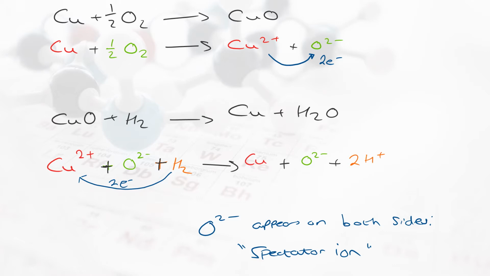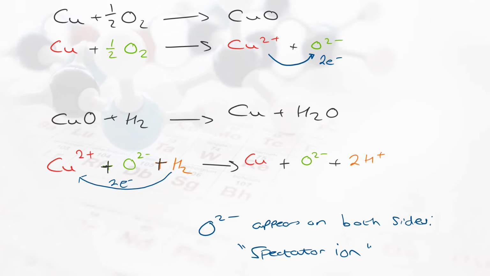And so in this second example, we can see essentially we have electron flow from our hydrogen to the copper 2+ cation, which gives us copper and protons. Now also notice we have the O2- anion, the oxide anion, appearing on both sides of that equation.